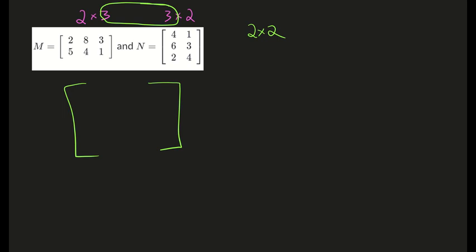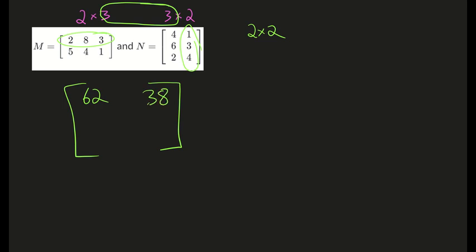And we solve for these locations the same way that we would with a 2 by 2 matrix. So we take our first row by our first column. So 2 times 4 plus 8 times 6 plus 3 times 2. So 8 plus 48 is 56, plus 6 is 62. Then for our first row, second column, we take our first row and multiply it by our second column. 2 times 1 plus 8 times 3, so it's 2 plus 24 is 26.